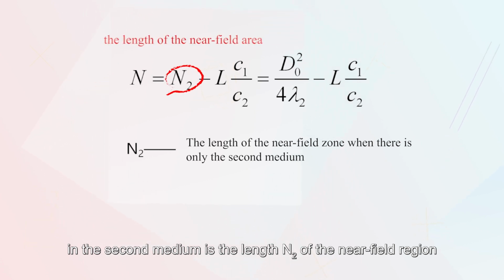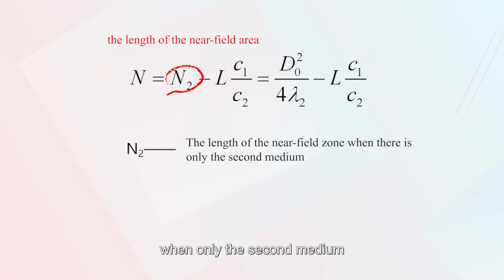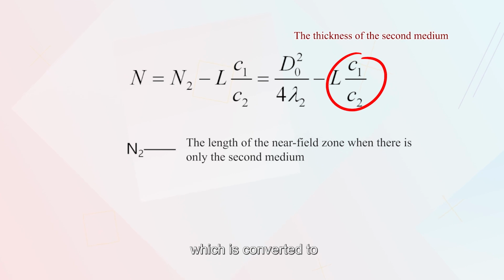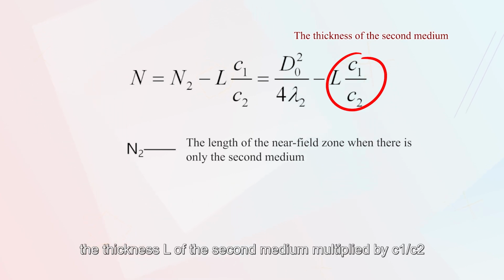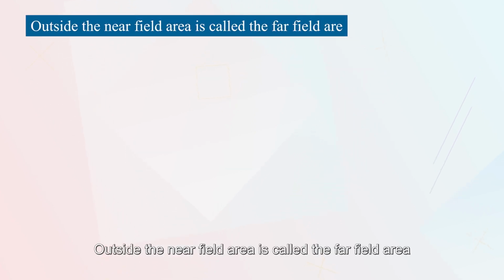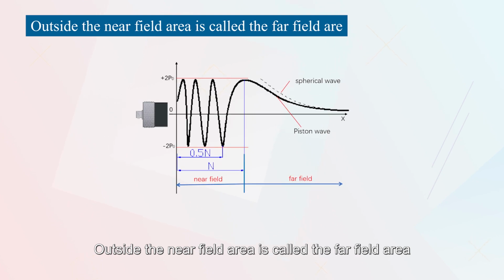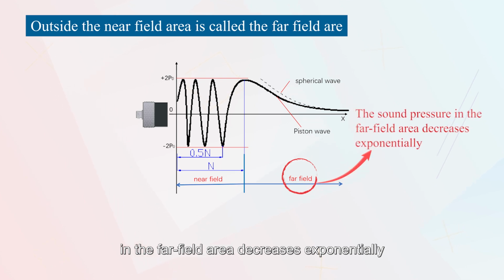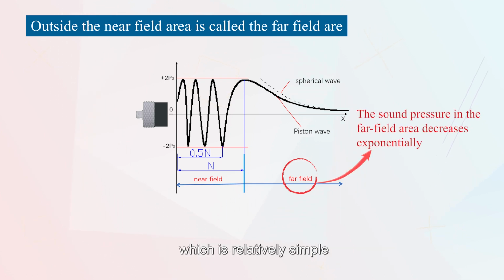N2 of the near field region when only the second medium is present, minus the thickness L of the first medium, which is converted to the thickness L of the first medium multiplied by C1/C2. Outside the near field area is called the far field area. The sound pressure in the far field area decreases exponentially, which is relatively simple.